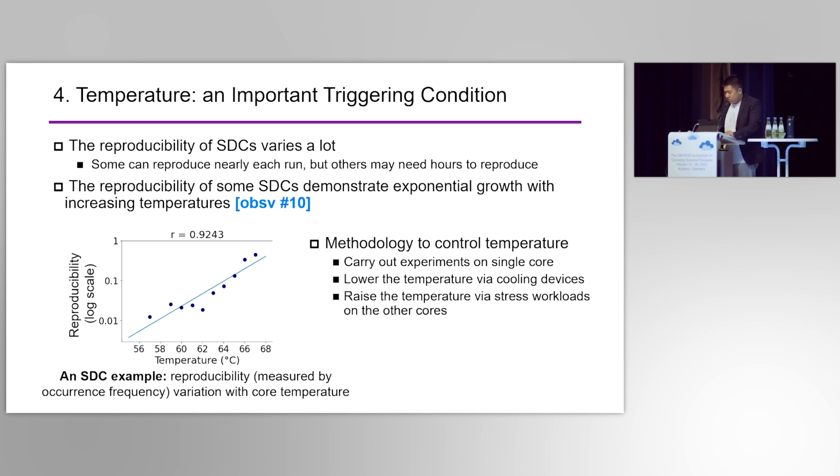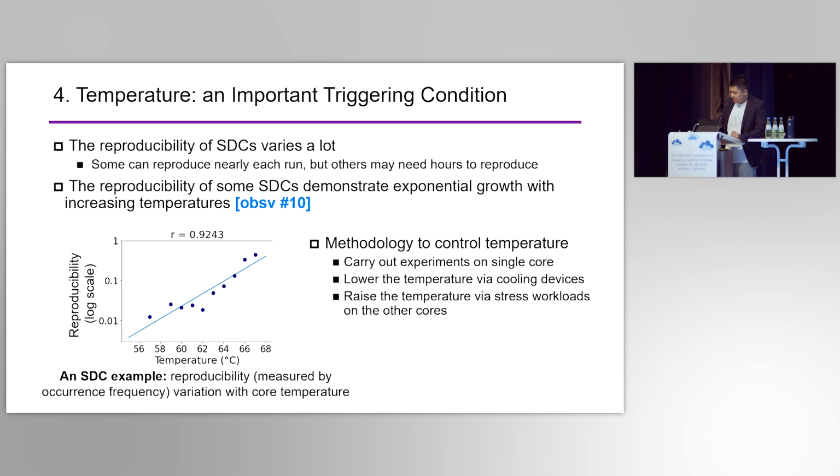Another observation is about reproducibility, which is measured by error occurrence frequency. The reproducibility of SDC varies a lot. Some errors can reproduce nearly every run, but other errors may need hours to reproduce. And we observe temperature serves as an important triggering condition. The reproducibility of some SDC demonstrates exponential growth with increasing temperatures.